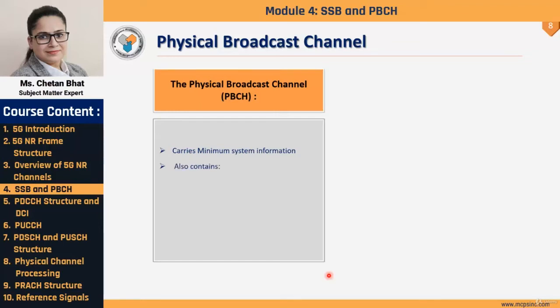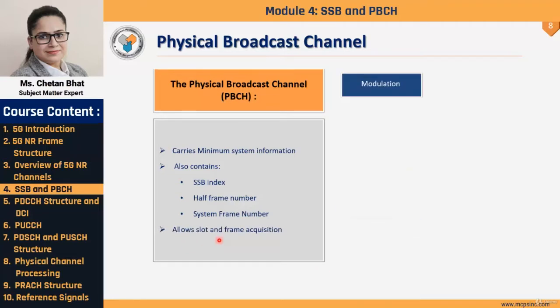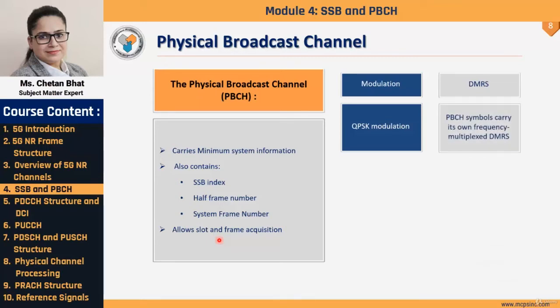The information that PBCH carries is the SSB index, half frame number, and the system frame number. It is also used for slot and frame synchronization. The modulation used for the PBCH channel is QPSK. Then we also have an associated DMRS signal in order to estimate the condition of PBCH, or channel estimation of PBCH. So the PBCH symbol carries its own frequency multiplexed DMRS. Channel coding used is polar coding.